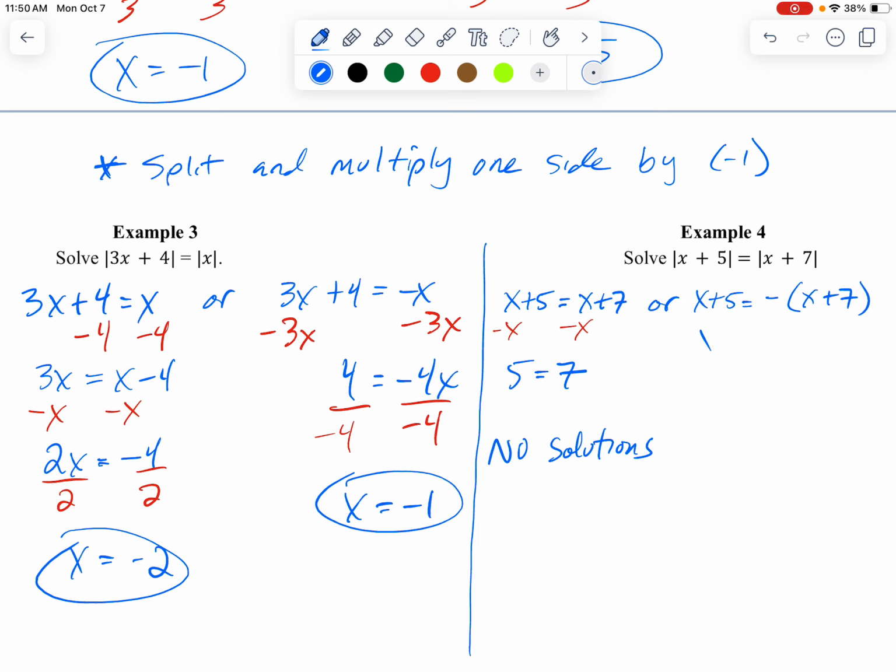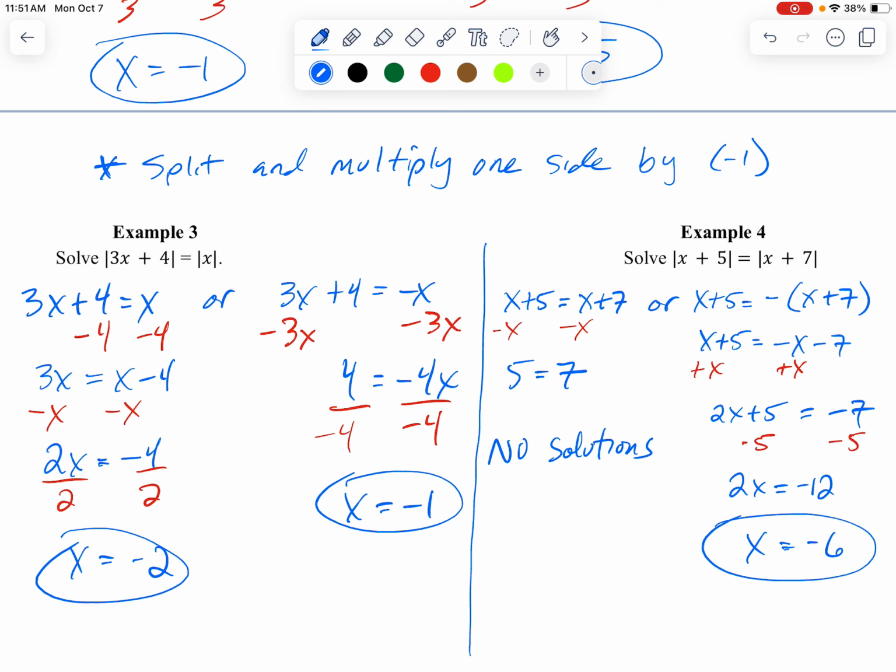So first I'm going to distribute that negative, so this would end up as -x minus 7. Add x to both sides. We end up with 2x plus 5 equals -7. Subtract 5 from both sides, and we end up with 2x equals -12. And when we divide by 2, you should get x equals -6. So in this case, we just end up with one solution because the first equation did not have a solution.